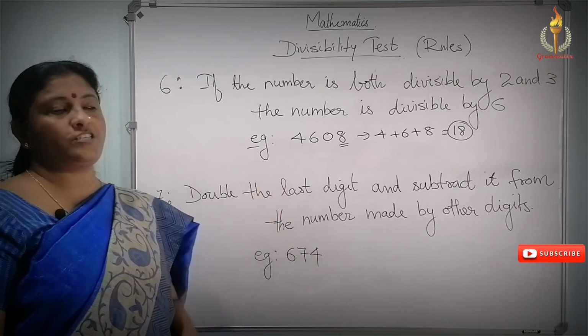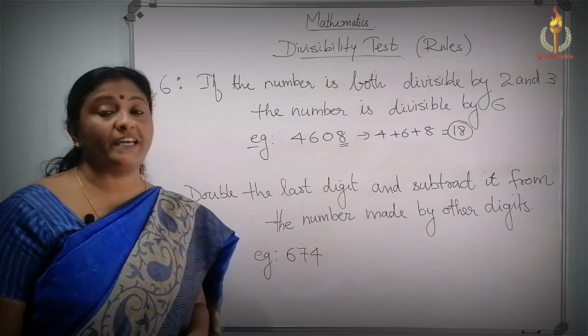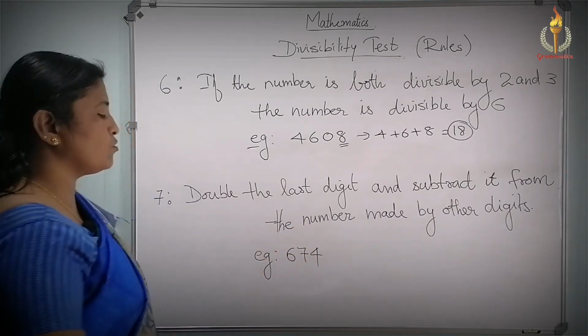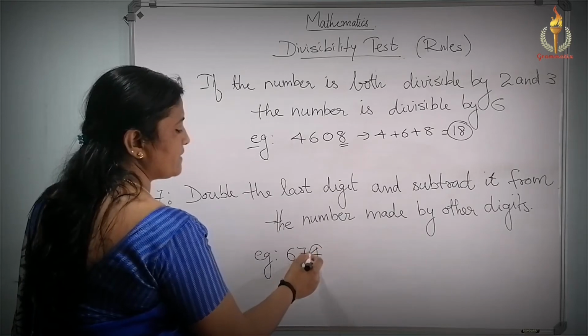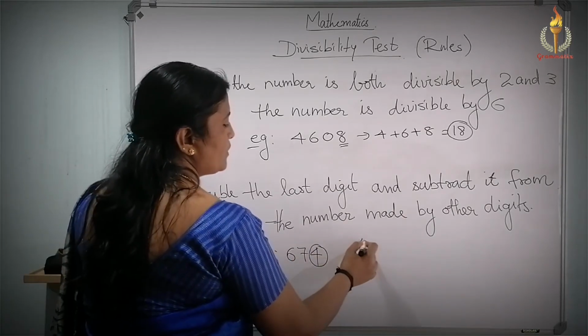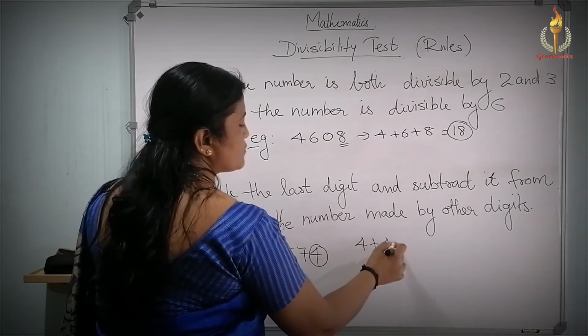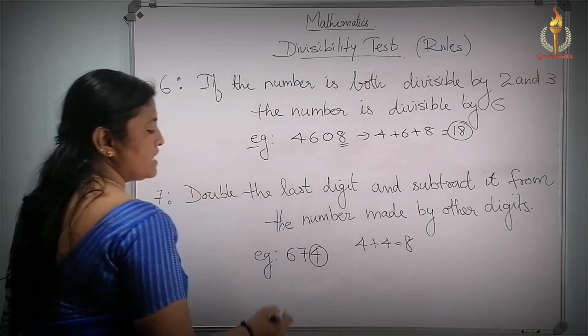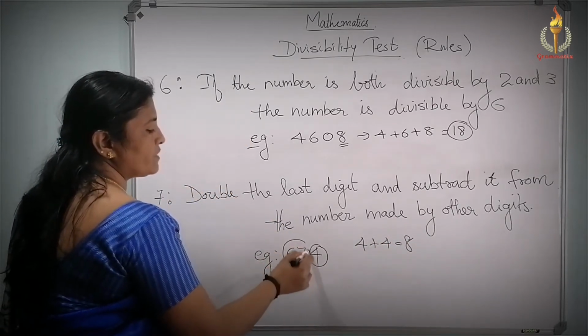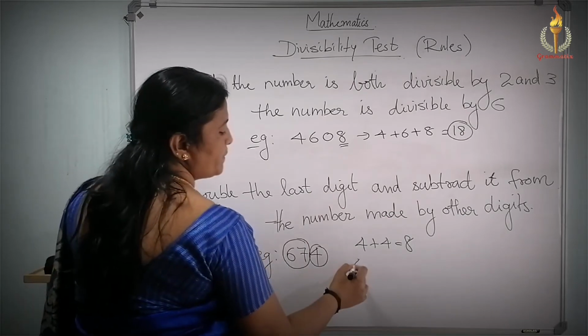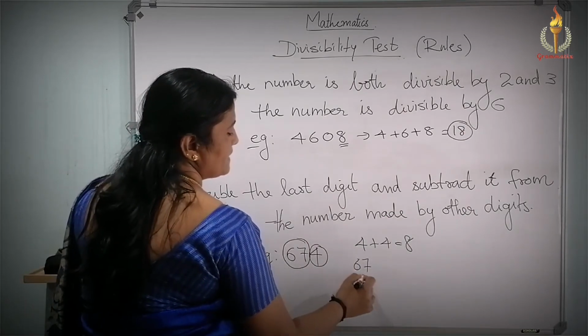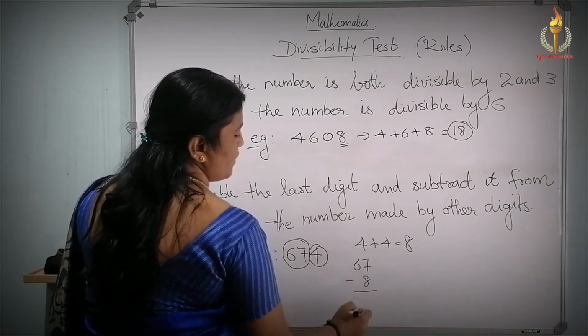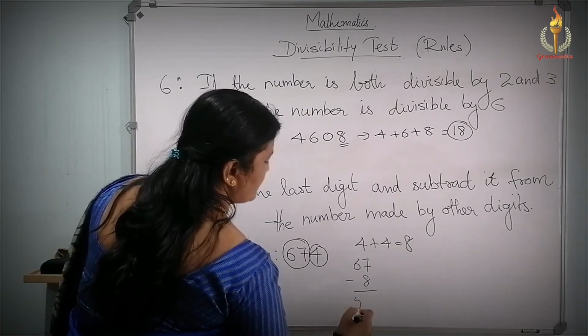Double the last digit and subtract it from the number made by the other digits. So double the last digit. Here the last digit is 4, so you double it: 4 plus 4 is equal to 8. The number formed by the rest of the digits is 67. So you will be doing 67 minus 8. Your answer will be 59.